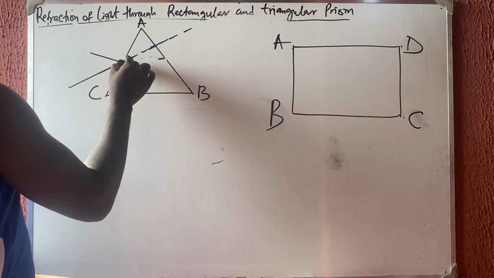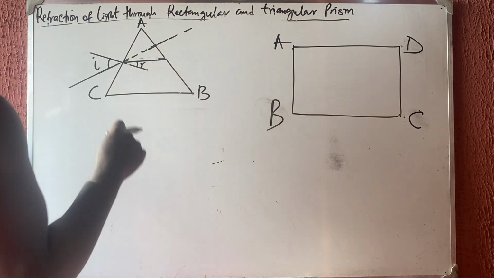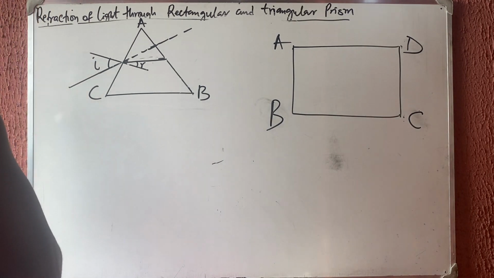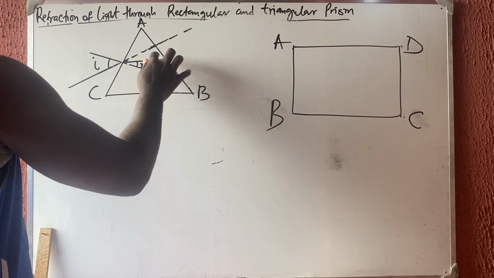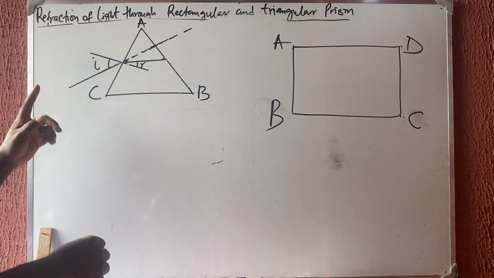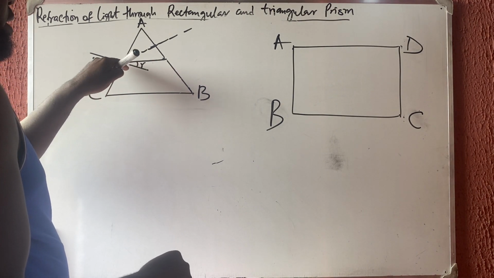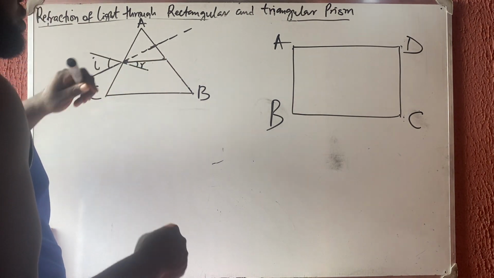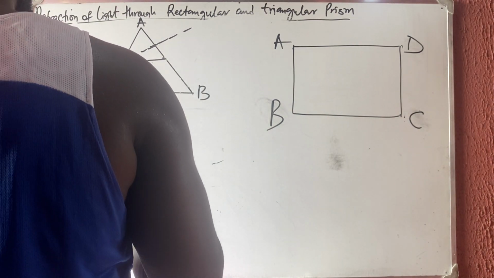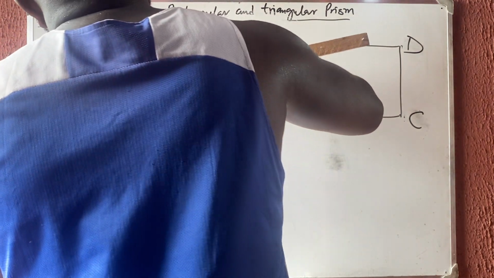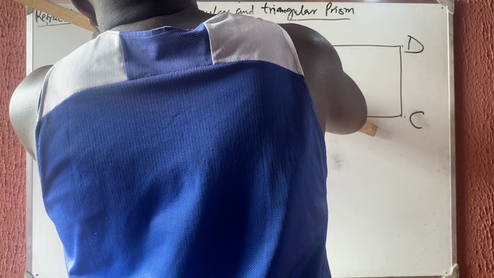To form something like this, our i should be greater than our r. Why? Because air is less dense than glass, or you say that glass is denser than air. So that is why the refracted ray will go closer to the normal. Now, having this, that means I'm going to have a normal somewhere here. Let me have a normal somewhere here. I don't know how to draw the normal.